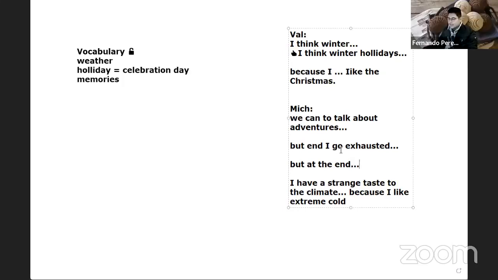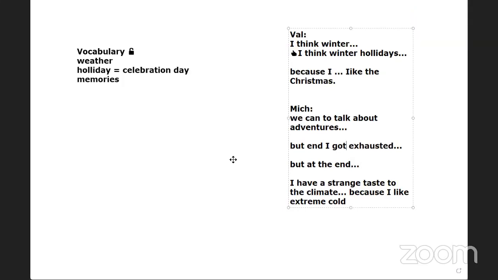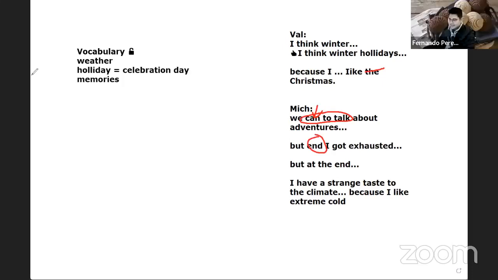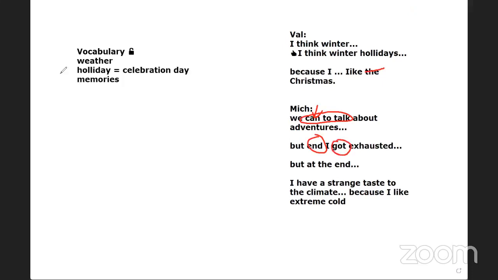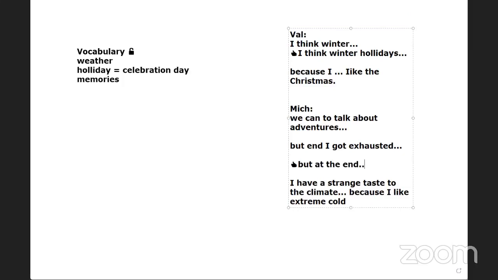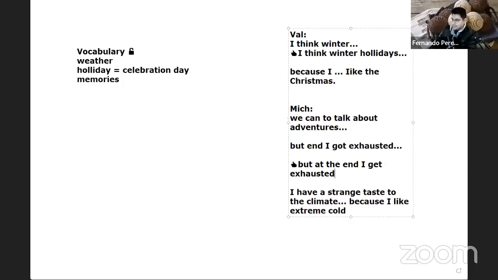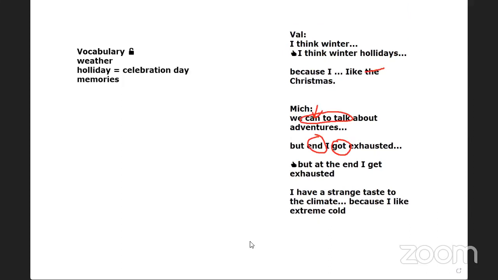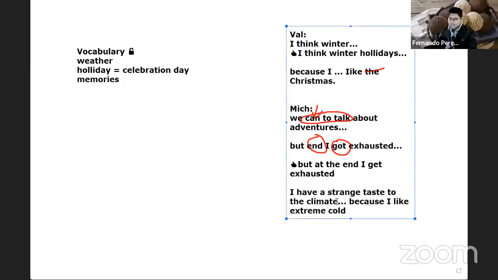And the verb got is past. What is the present? Get. Exactly. So the usual expression when you speak about usual activities, the word is, but at the end I get exhausted. At the end. Okay. And that's it. The next part is weather. So that was the vocabulary over here. That's pretty much the feedback.